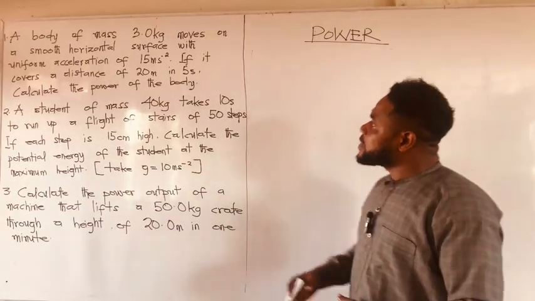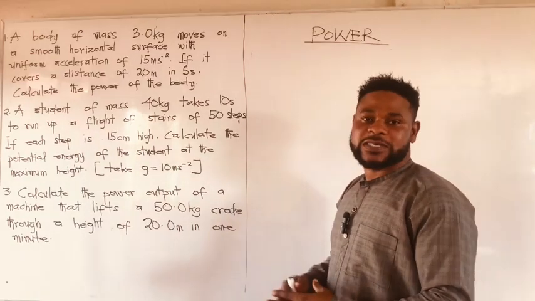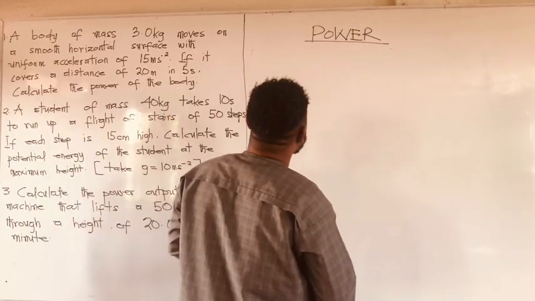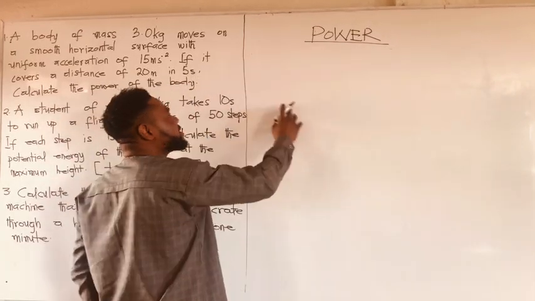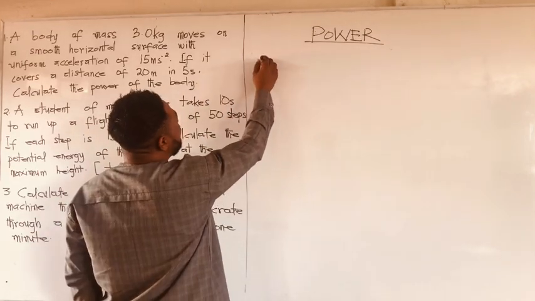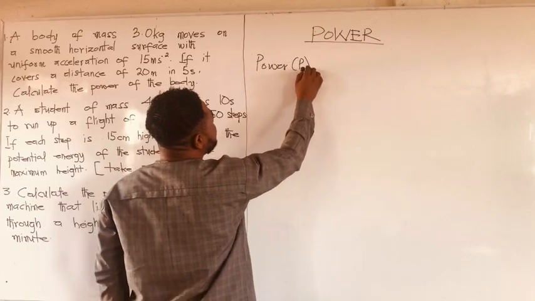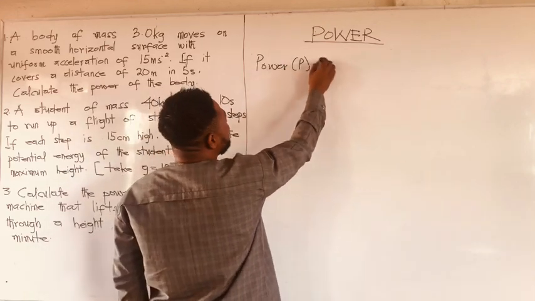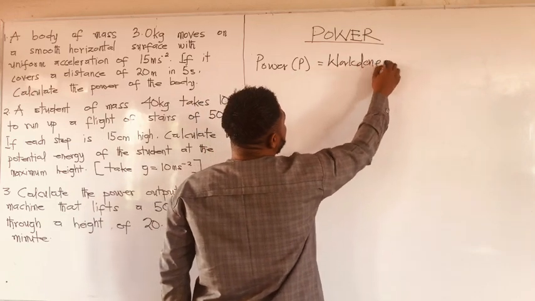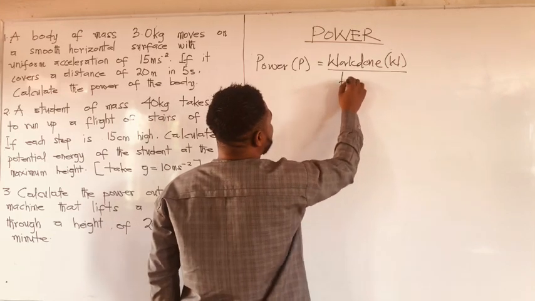Today we want to look at how we can solve these questions on the board under the topic power in physics. Before we look at these questions, first of all, let us look at some mathematical formulas that we can use under power. From the definition of power, where we said power is the rate at which work is done, mathematically, power is equal to work done divided by time, as we can see on the board.